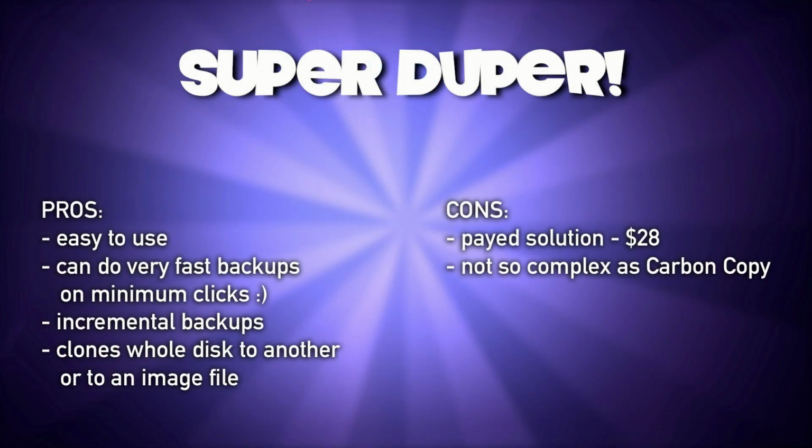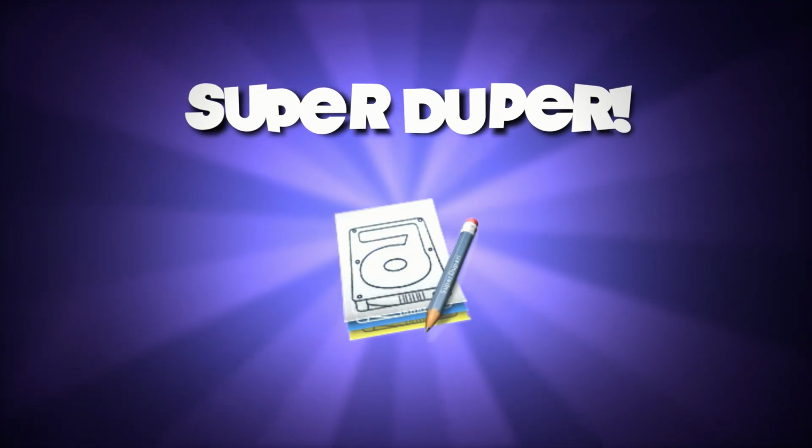Duper is very easy to use. You can do very fast backups on minimum clicks. It can do incremental backups. It clones a whole disk to another or to an image file. Cons? It's a paid solution, $28. It's not so complex as Carbon Copy Cloner. And who is this solution for? For those who want to just make fast incremental bootable clones of their disks. That was Duper.